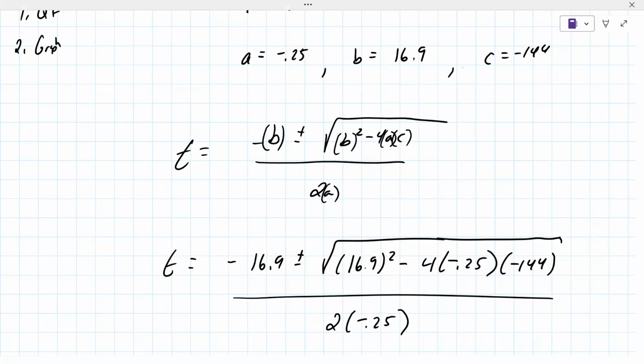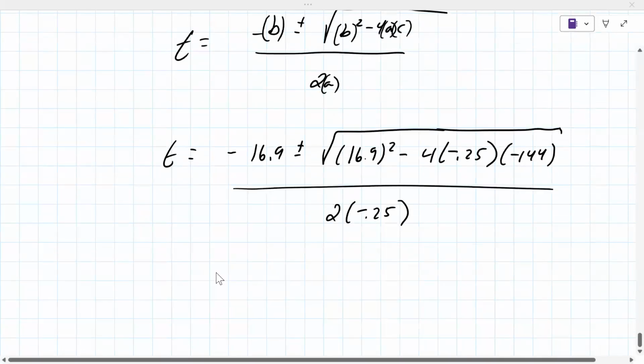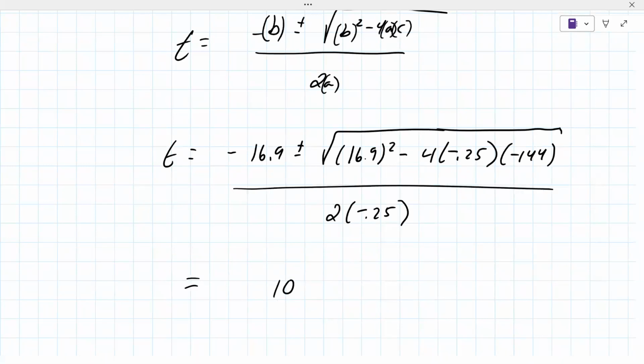And so you definitely need a calculator to be able to do this. Let me grab one here as well. Yeah, so it actually does work out nice, which I wouldn't have expected. So first one is 10, and then the other one is 57.6.